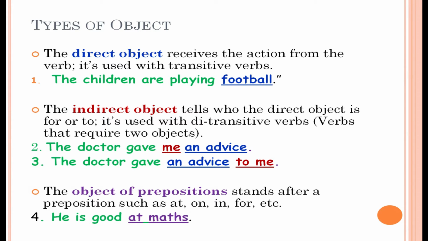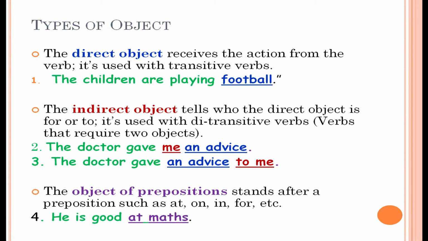The indirect object tells who the direct object is for or to. It's used with ditransitive verbs. Ditransitive verbs means verbs that require 2 objects. For example, the doctor gave me an advice. The verb gave is used as ditransitive as it takes 2 objects, me and an advice. Here, me is the indirect object because the advice, which is the direct object, is for or given to me. So that's an indirect object and advice is the direct object.